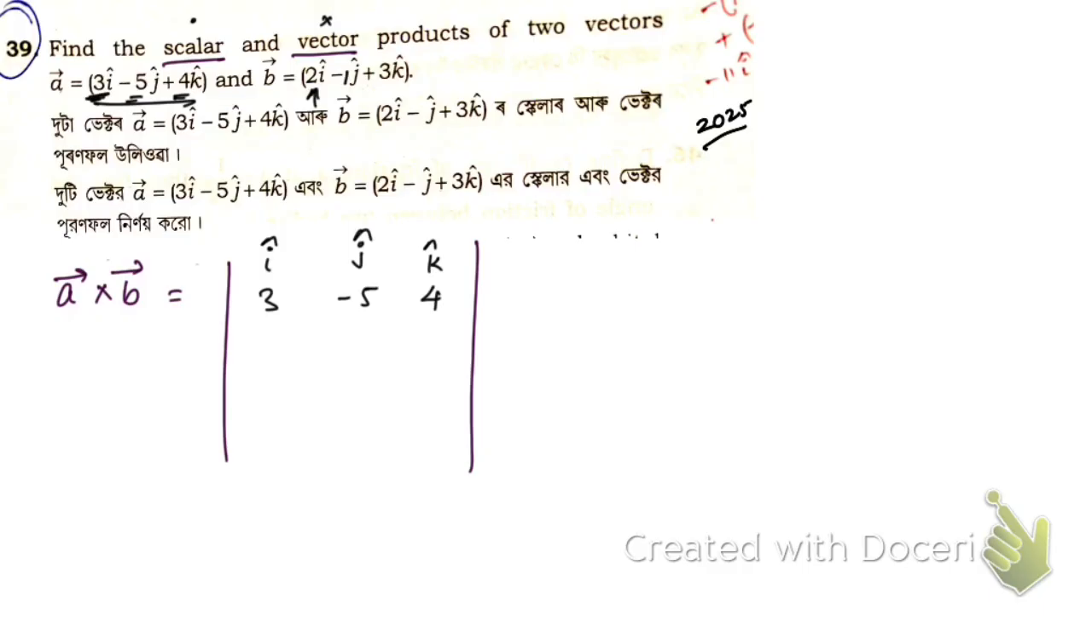2, here we have minus 1, then here 3. 2 minus 1, 3. If you want to find B cross A, then this second row should be first and first row should be second, right? Hope you have understood this.